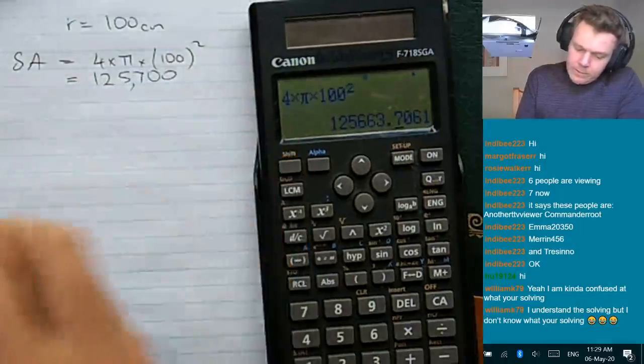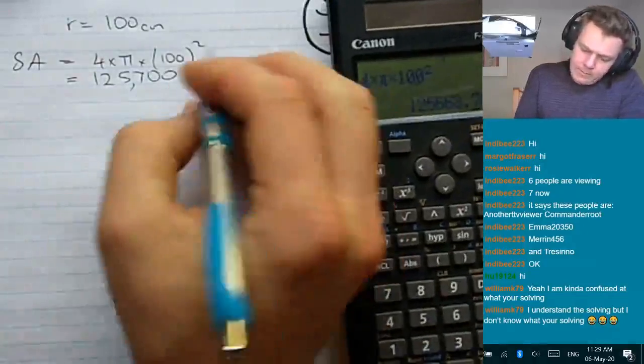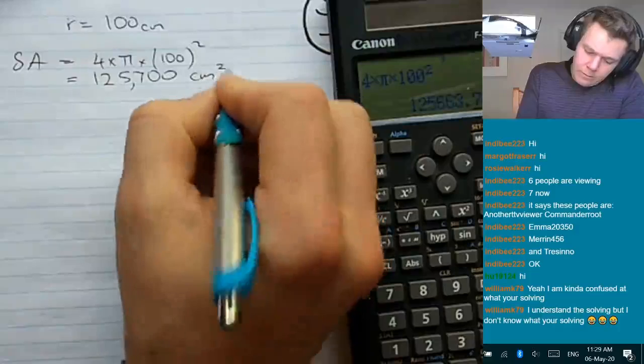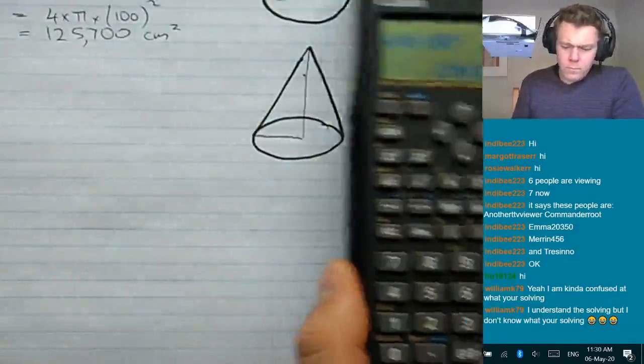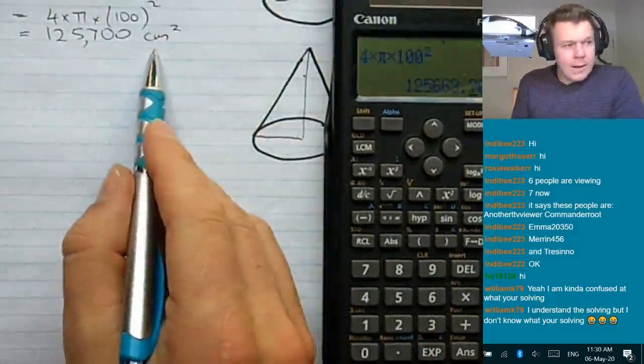125,700. 4 significant figures, centimeters squared. All right.